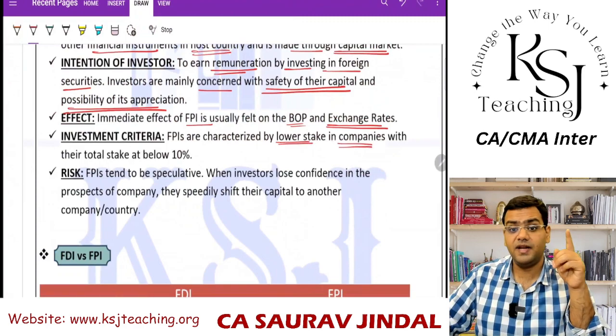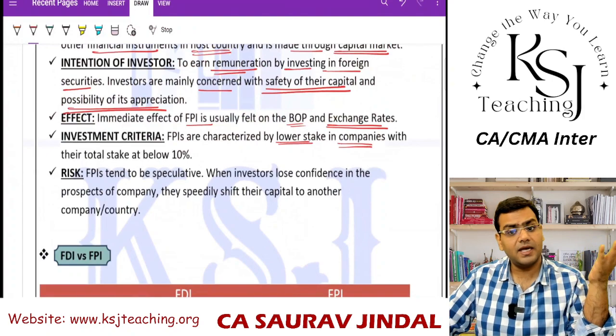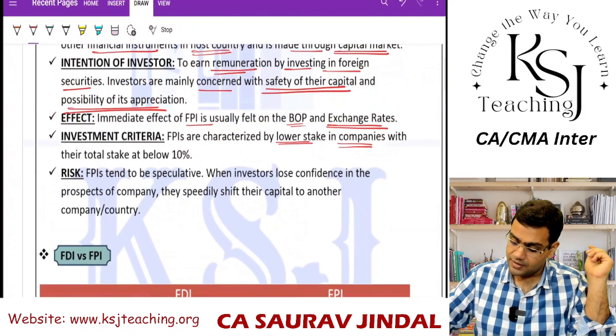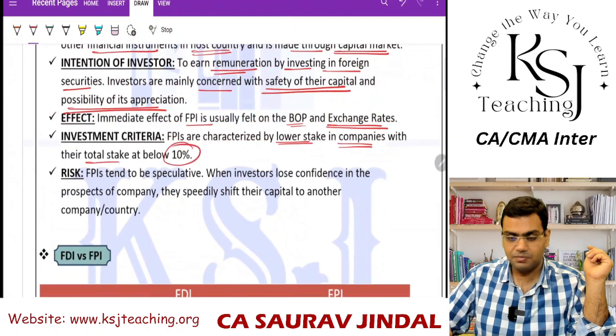Investment criteria: the FPIs are characterized by the lower stake in the companies. Now, in case of FDI, I told you that it has to be at least 10%. In case of FPI, it can be less than 10%. There is no such criteria, right? Their total stake below the 10% can be there, right?